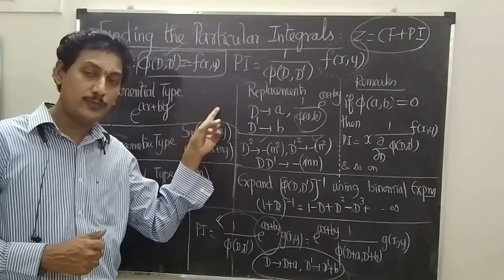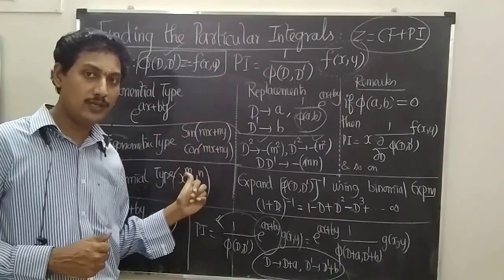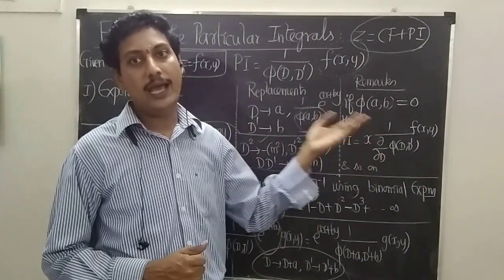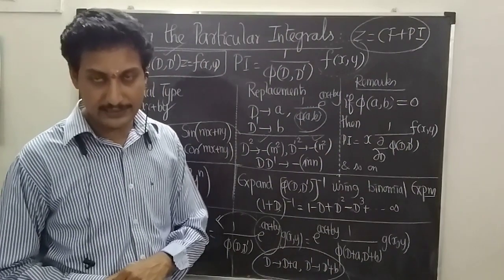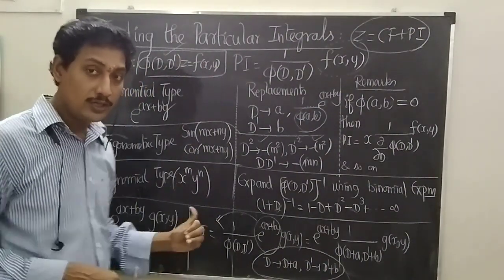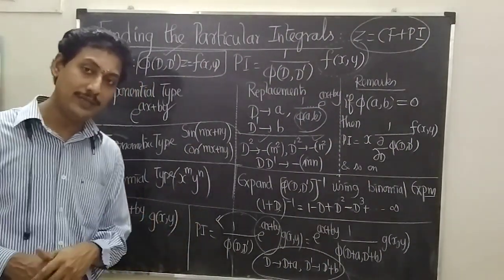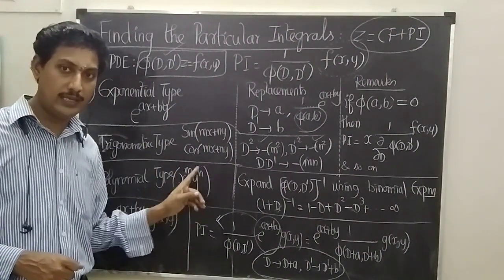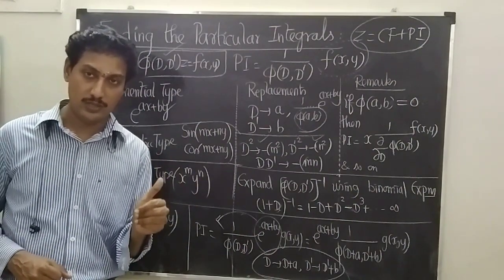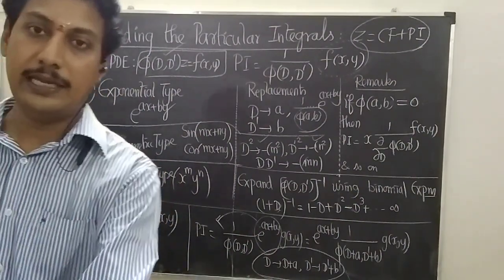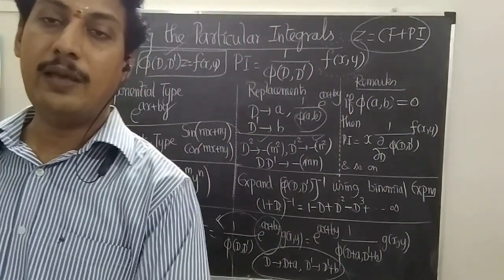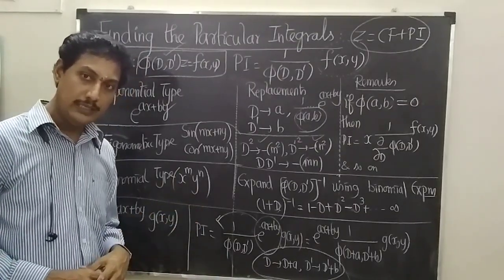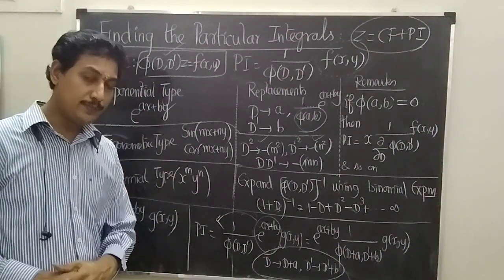The first type is the exponential type. The second one is trigonometric. If the denominator is equal to 0, we do the differentiation with respect to D and multiply by x for the compensation. But for the third type there is no such confusion, because the third one is the polynomial type, x to the power m and y to the power n, where m and n are some integers. If it is a polynomial term, then no replacement is possible.